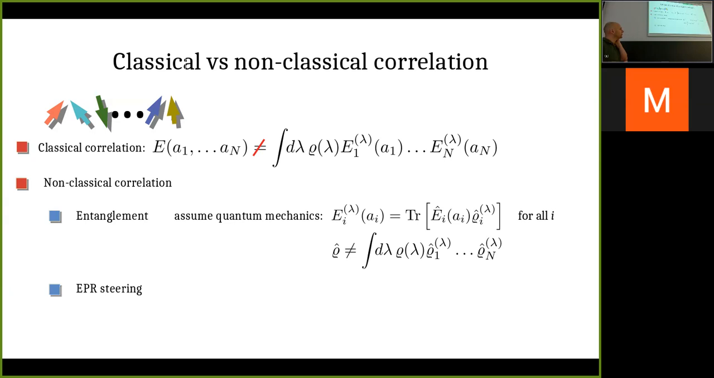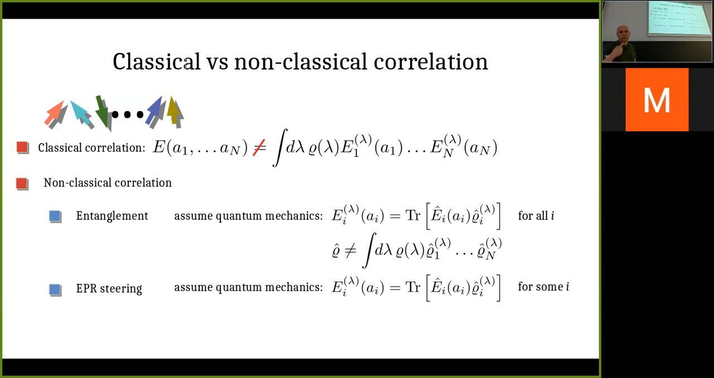There is another form of quantum correlation, which is stronger, and this is called Einstein-Podolsky-Rosen steering. The difference between this approach, where we assumed quantum mechanics for all subsystems, and this kind of system, is that we do not assume quantum mechanics for all subsystems. Yes, so some of them are constrained by the rules of calculating local outcomes which are provided by quantum theory, and some are not. What it means that some are not, I will specify in a moment.